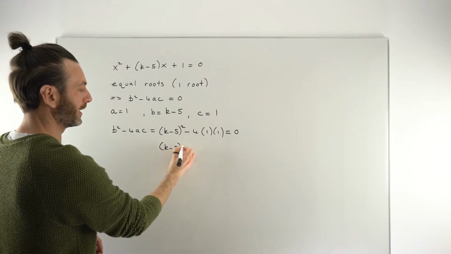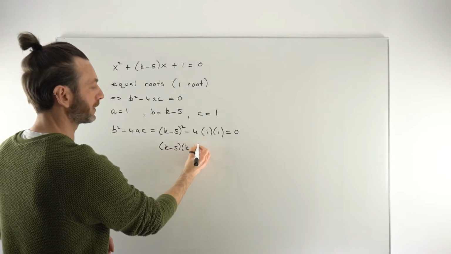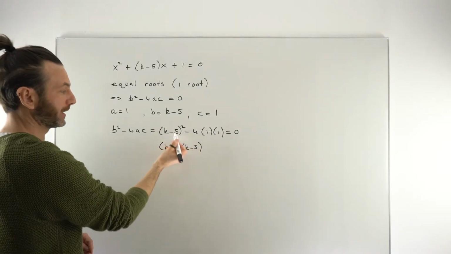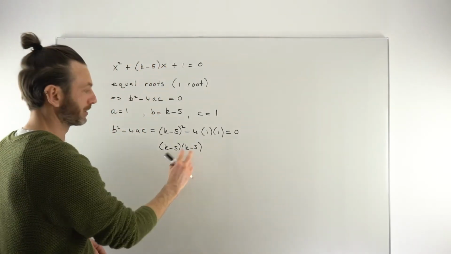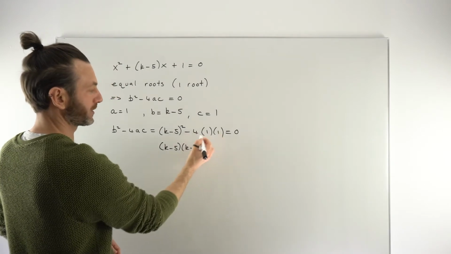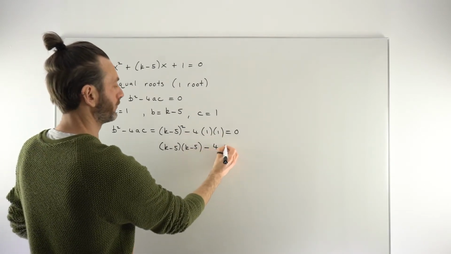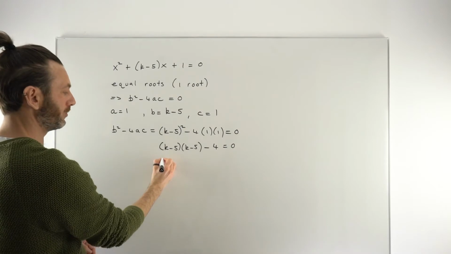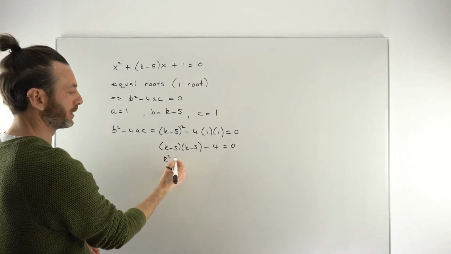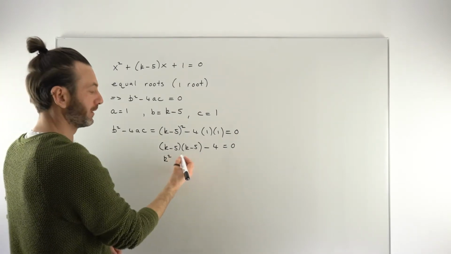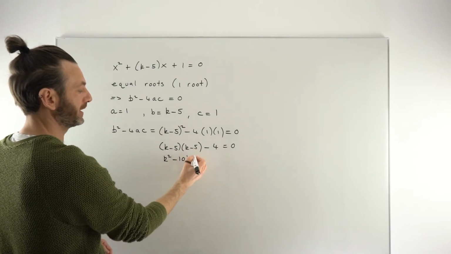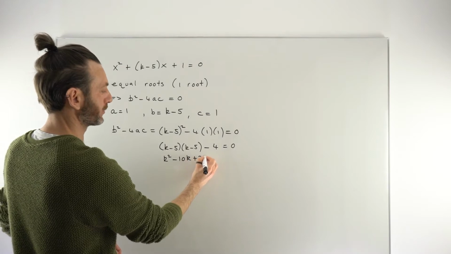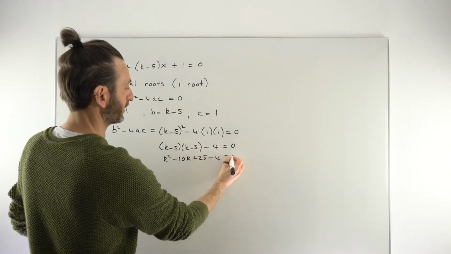You might just want to write that bracket down twice. If you're very experienced with multiplying out a single bracket with a squared on it, that's fine. If you're less confident, maybe just write the bracket down twice. We can process this term: 4 times 1 times 1 is just 4. Keep that equal to 0. Multiplying out the bracket, you would get k squared. You would get two negative 5k's, which will total to minus 10k. And then minus 5 times minus 5 is plus 25. Keep the minus 4 on the end like this.